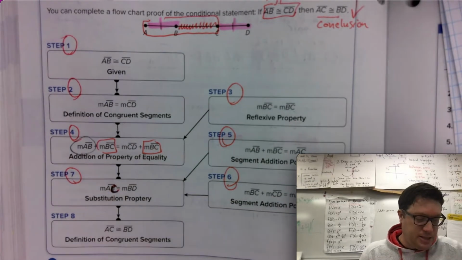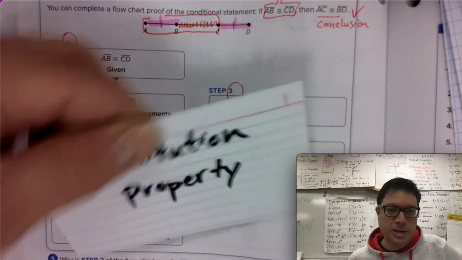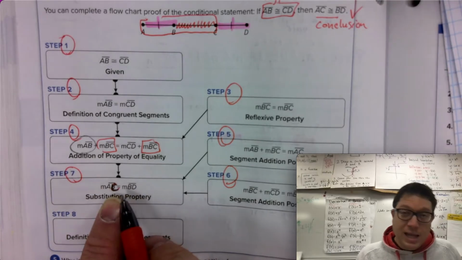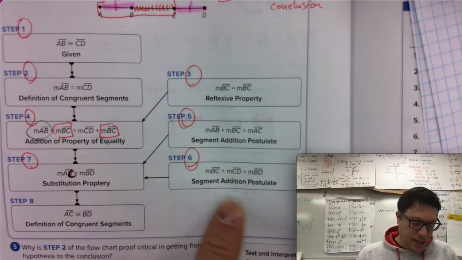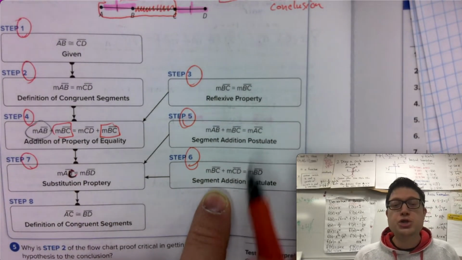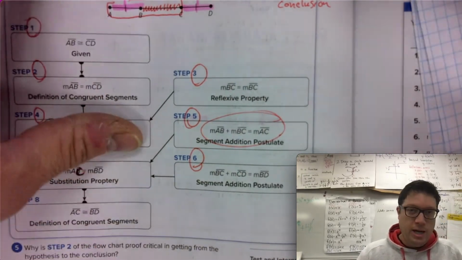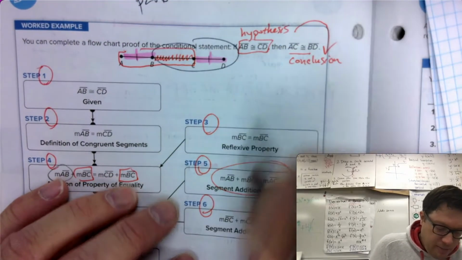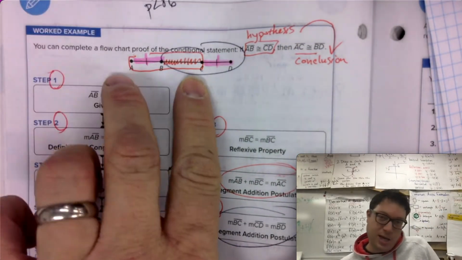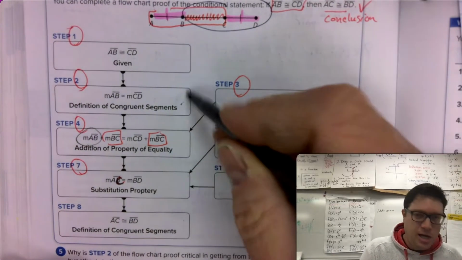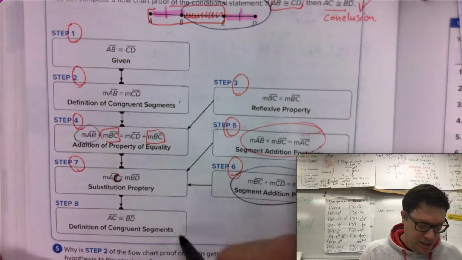Substitution property. Step 7 is a substitution property, so we're going to put a tally on that note card. We're saying that these are going to replace with what they are. Segment addition postulate was used for two different segments. It was used for the segment in red. It was also used for the segment in black because we're saying that they're actually equal. And then last of all, definition of congruent segments pops up a second time to say that they're equal.